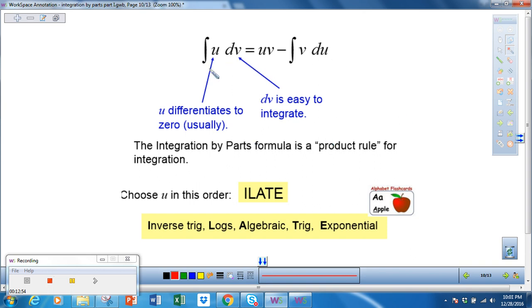To help you choose u, I like to use the mnemonic device ILATE. So you always want to start by, if it has inverse trig, you want to use that as your u. If it has logs, then that becomes your u. Then algebraic, then trig, then exponential. Now, this is not a hard and fast rule. This is just a suggestion. So you don't have to follow this rule. This general rule just makes your life easier when you're trying to determine what to choose for u.